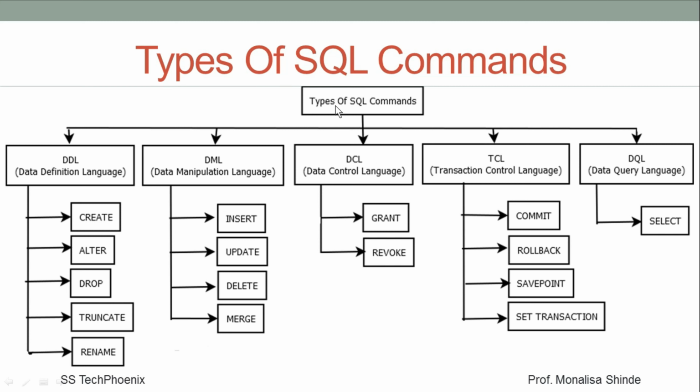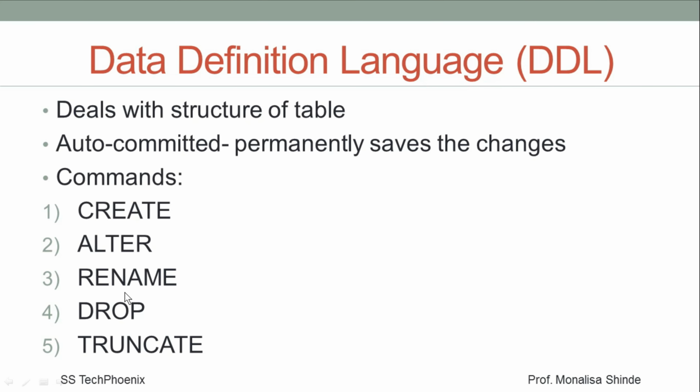So in brief, SQL commands are categorized into these 5 types: DDL, DML, DCL, C for control, TCL, transaction control language, DQL, data query language. Out of that, we are going to study only DDL commands in this video. I will upload separate videos for all these types. So we are going to focus on DDL commands. There are 5 DDL commands which are used to operate in SQL. First, data definition language commands.